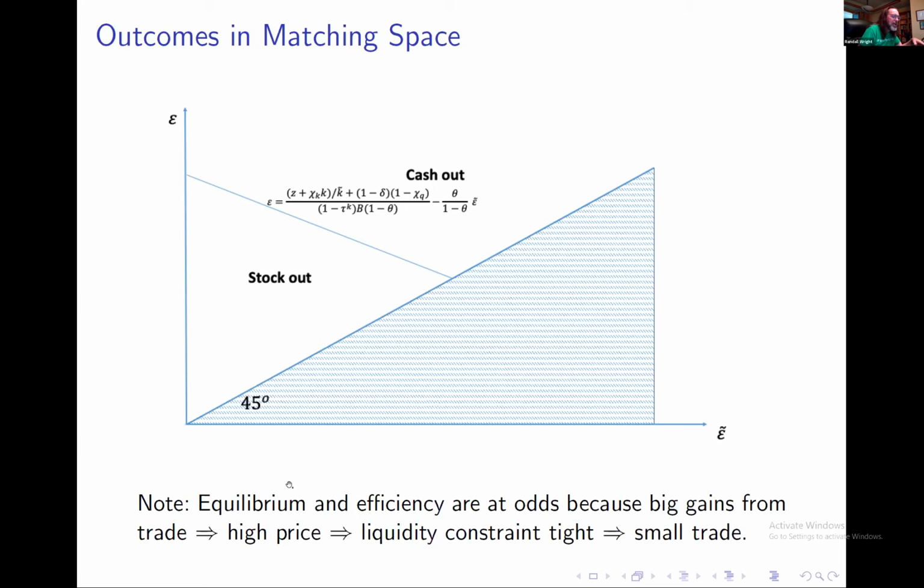A quick aside: equilibrium and efficiency are at odds here. When, for example, epsilon is really big, efficiency says that's really important. I should get all your capital, but I don't have the liquidity, so I can't.